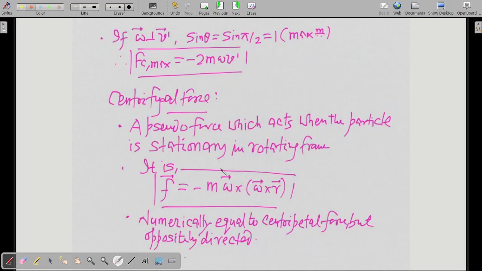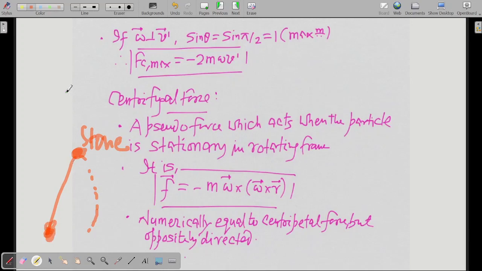Now, it is numerically equal to centripetal force but oppositely directed. What is centripetal force? A person is standing on the ground. Suppose you have a thread with you, and you have tied a stone over here. This is a stone. And you are basically rotating this particular stone like this, around this particular point.